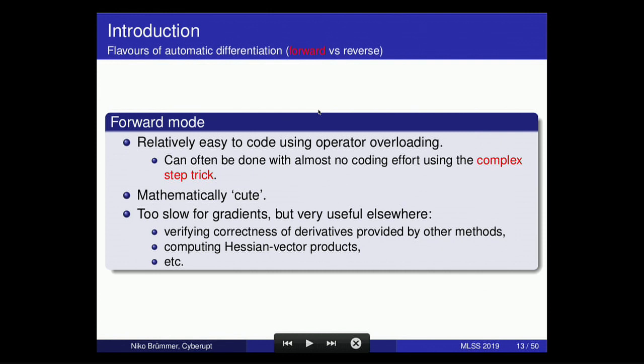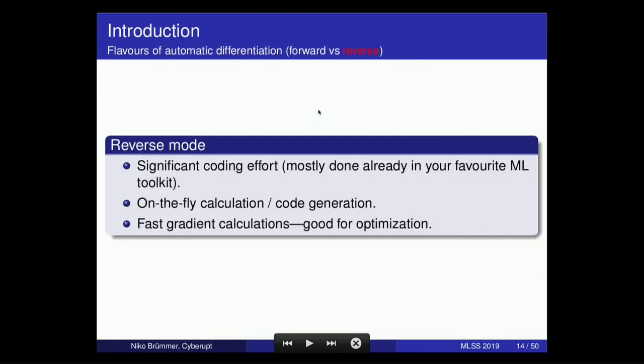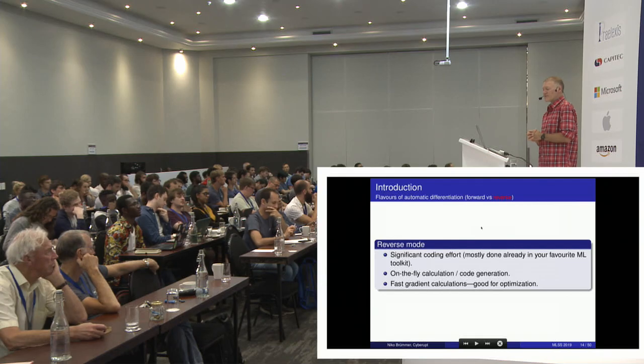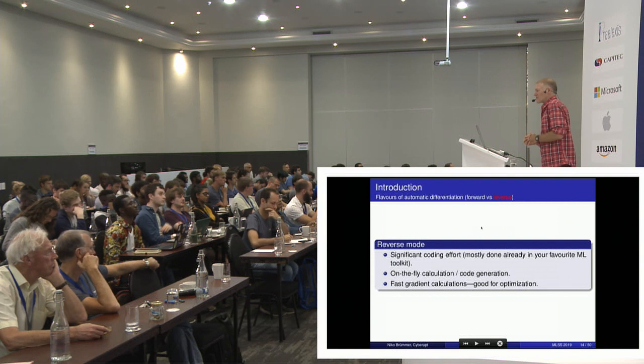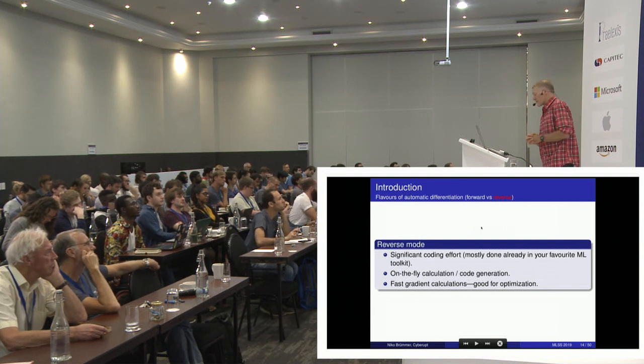But I'm going to show you two useful things that you can nevertheless do with it. Just so you can verify the correctness of derivatives that you get out of your favorite toolbox, or maybe derivatives that you implemented yourself. And then we're going to talk about Hessian vector products too. The reverse mode is harder to code, but the good news is it's there for you to use in those toolkits. It can do either on-the-fly calculation, or it can generate code to do the derivatives for you. And the gradient is fast and therefore good for the typical kind of optimization problem.